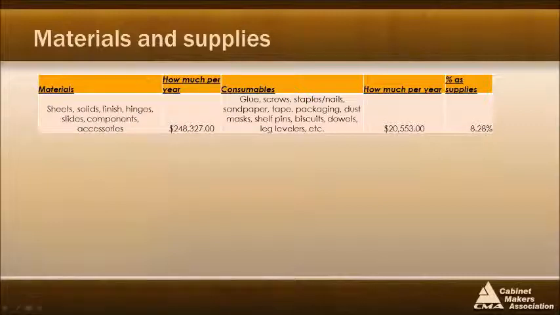So anyway, what you're going to do when you put your forecast numbers in here, you're going to put in your forecast numbers for the following year for all those other categories. And what you're going to do is go through your books from last year, and actually take out and figure out what you bought in materials and what you bought in supplies.